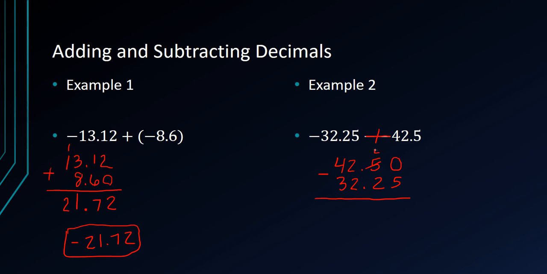So we need to borrow. 10 minus 5 is 5. 4 minus 2 is 2. Drop the decimal point. 2 minus 2 is 0, and 4 minus 3 is 1. 42 was a bigger number and it was positive, so it is going to be positive 10.25.